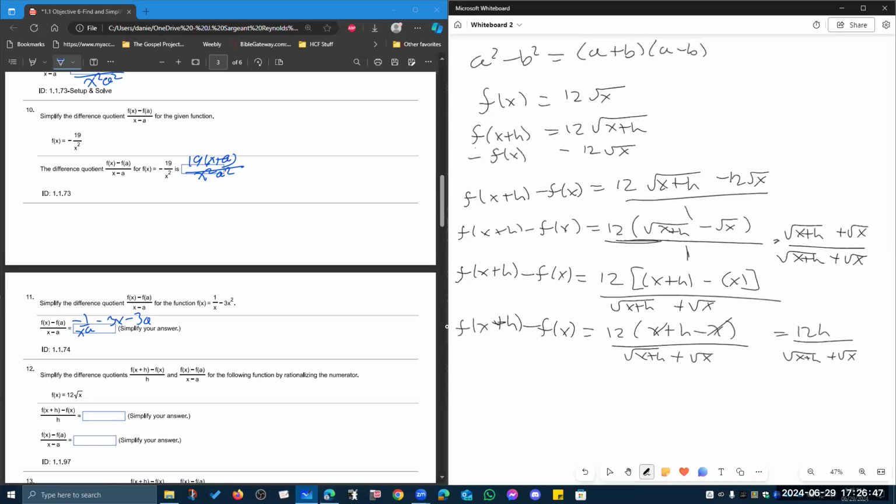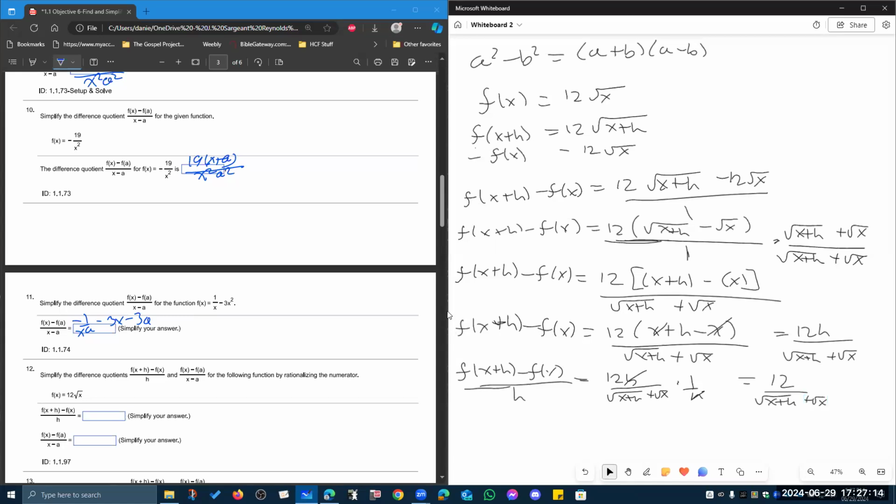All right, and now I'm ready to divide by h, which is the same as multiplying by 1 over h. And that will be 12 over root x plus h plus root x.